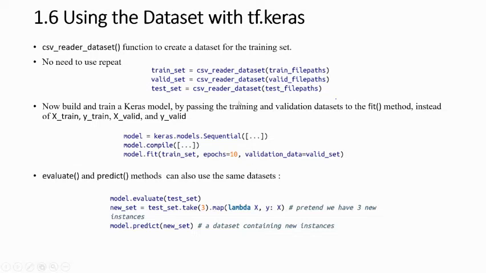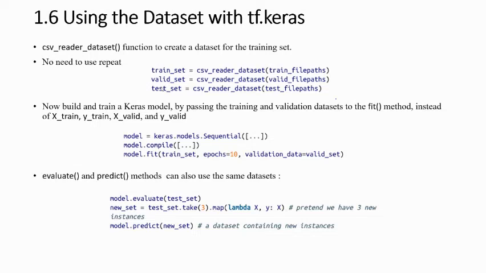Now this function CSV reader dataset can be applied on different file paths such as the training file path, validation file path, and the testing file path. And we generate the train set, validation set, and the test set. For all these sets, we can use them for the model building activity. So we can build and train the Keras model by using these training, validation, and test sets.